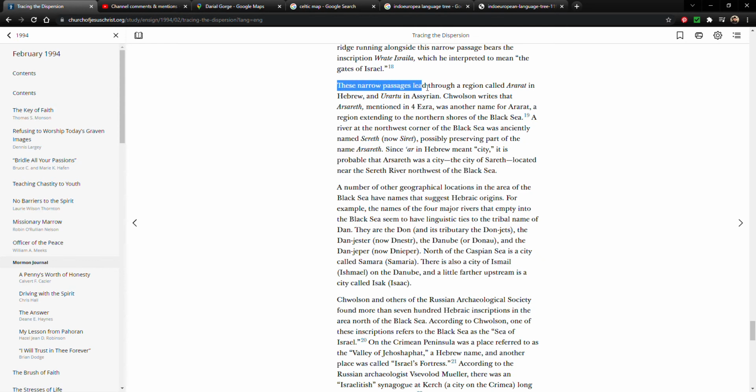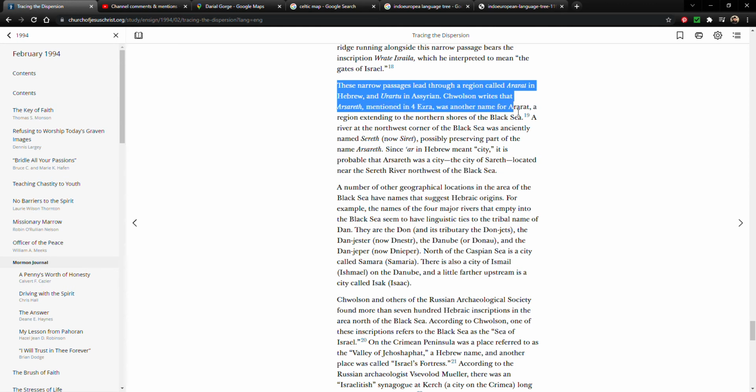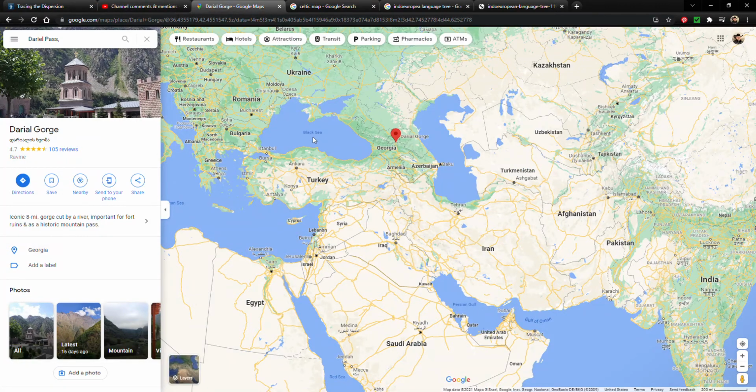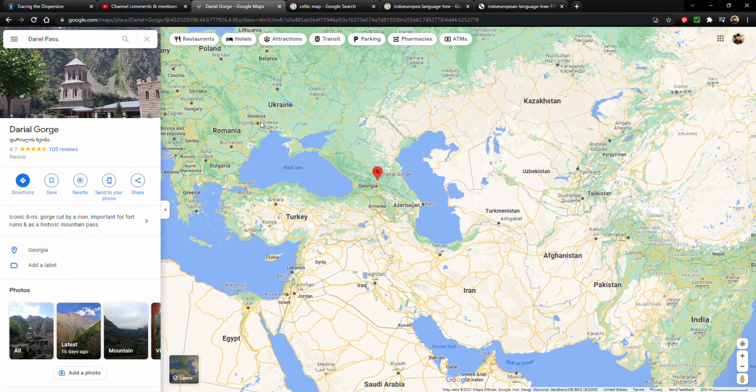These narrow passages lead through a region called Ararat in Hebrew and Urartu in Assyrian. Chvolson writes that Arsareth, mentioned in 4 Ezra, was another name for Ararat, a region extending to the north shores of the Black Sea. Okay, so to the north shores of the Black Sea, so up here.